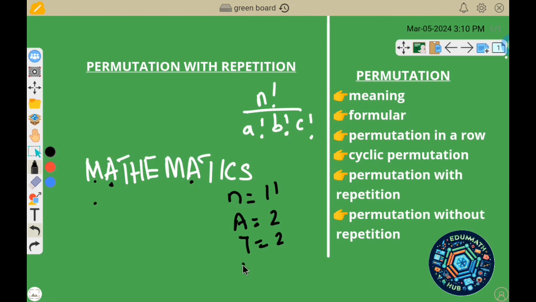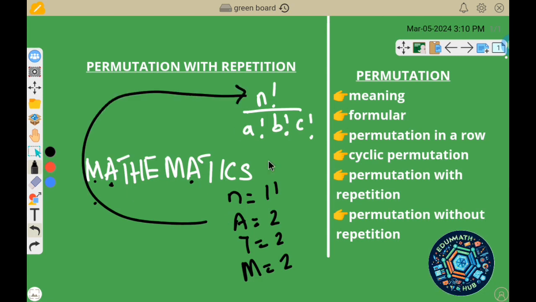So M is occurring twice too. M is occurring twice. These are the repetitions. Then let's use the formula right here. So we put it into that formula. N is 11.